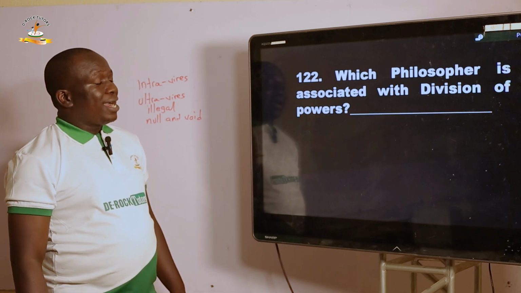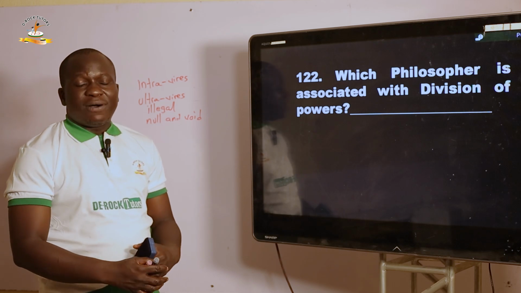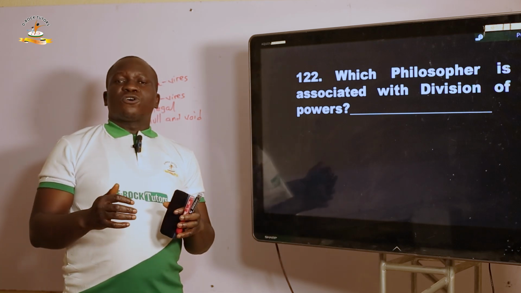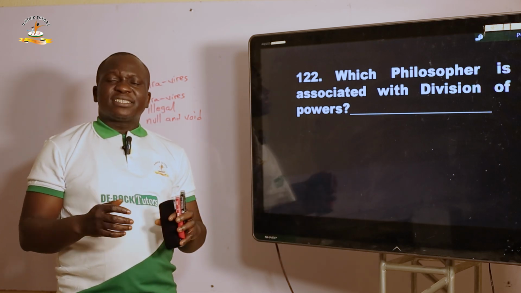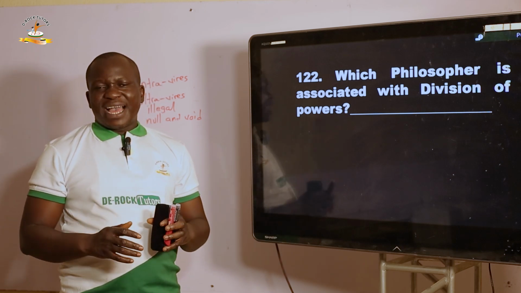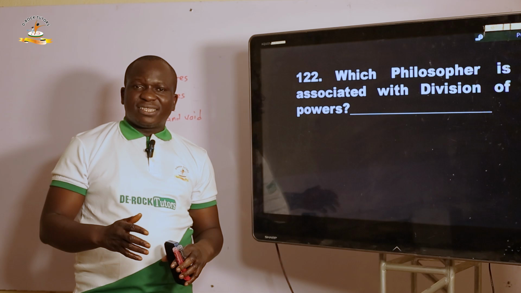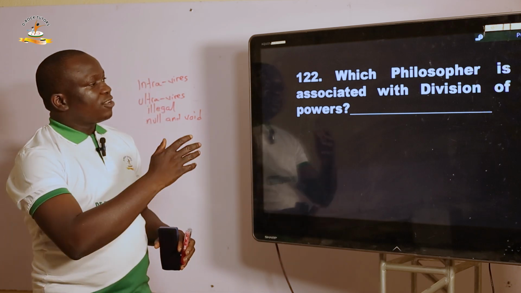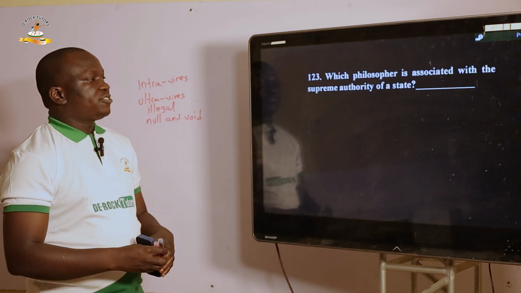Which philosopher is associated with division of powers? Division of powers is also called federalism. And that is the concept or the doctrine associated with K.C. Wheare, an Australian philosopher called Kenneth Clinton Wheare. That's the correct answer. Now let's go to the next question.